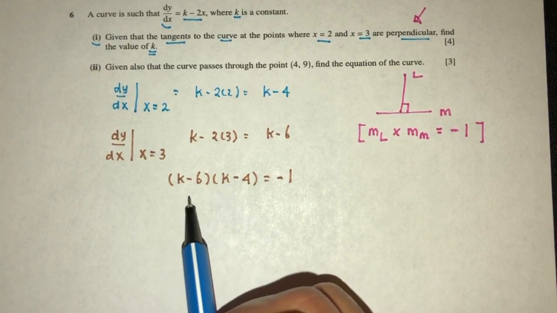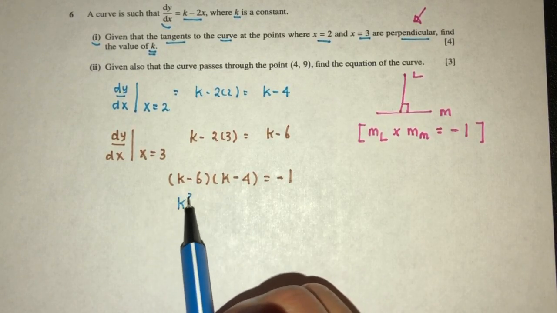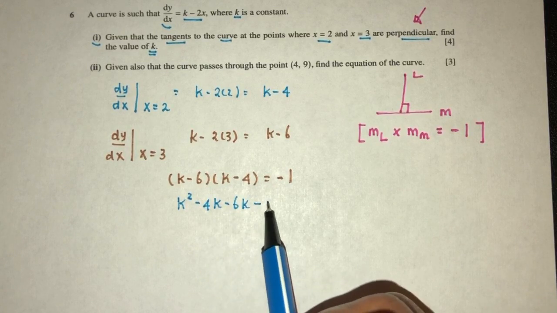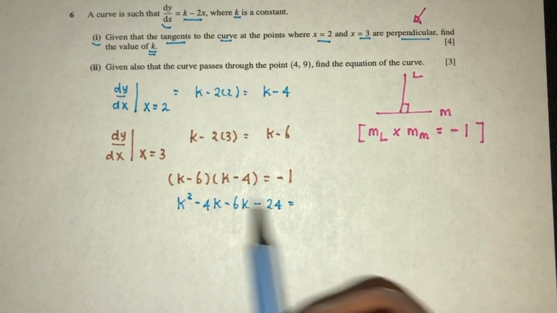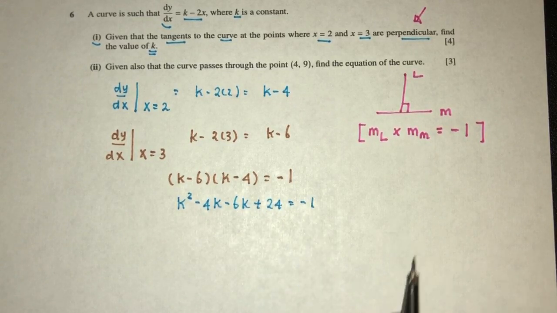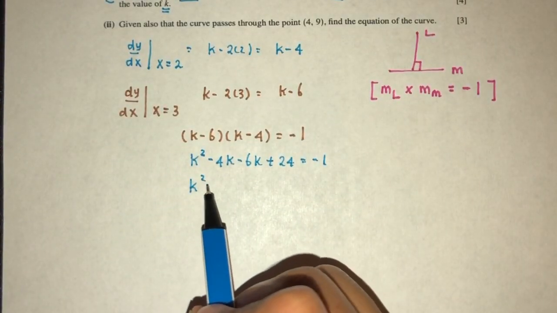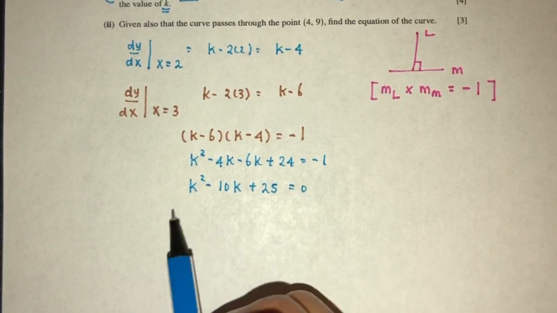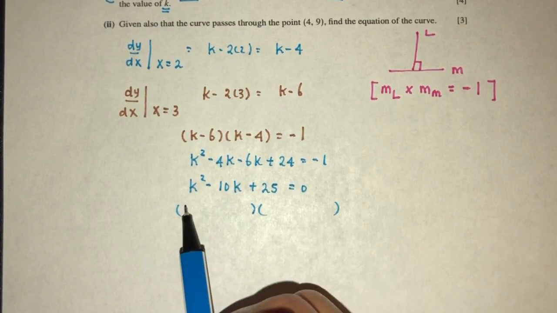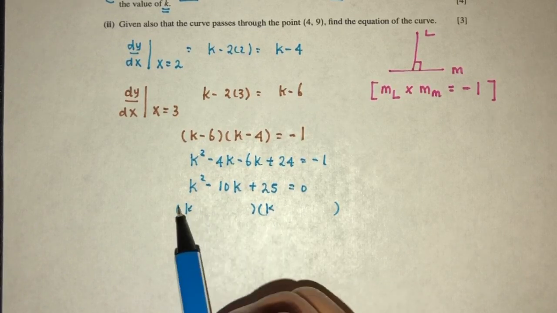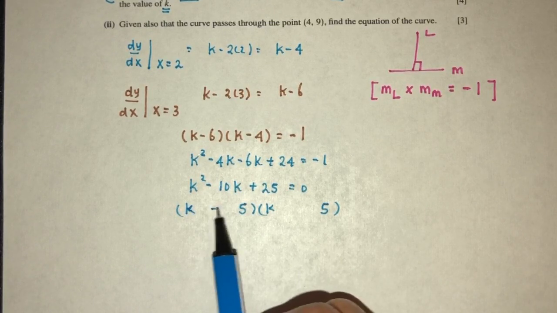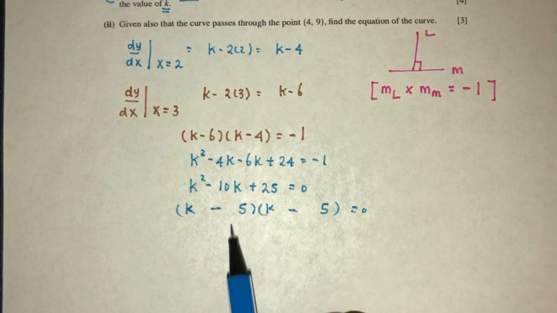So let's solve. Let's see what we have here. So here we can expand. You will have k squared minus 4k minus 6k plus 24 equal to minus 1. That will give you k squared minus 10k plus 25 equal to 0. We factorize. k squared is k times k, and 25 is 5 times 5. We need minus 10, so that will be minus 5 minus 5. So k will be the value of 5 for this question.